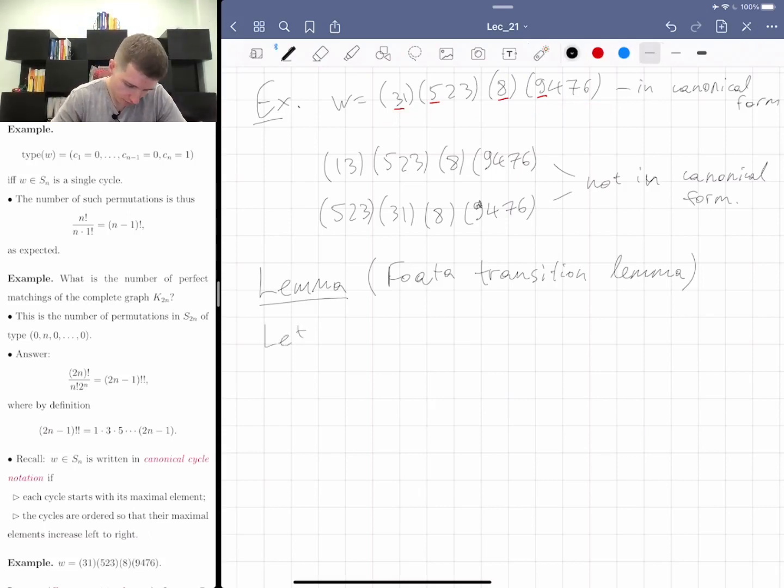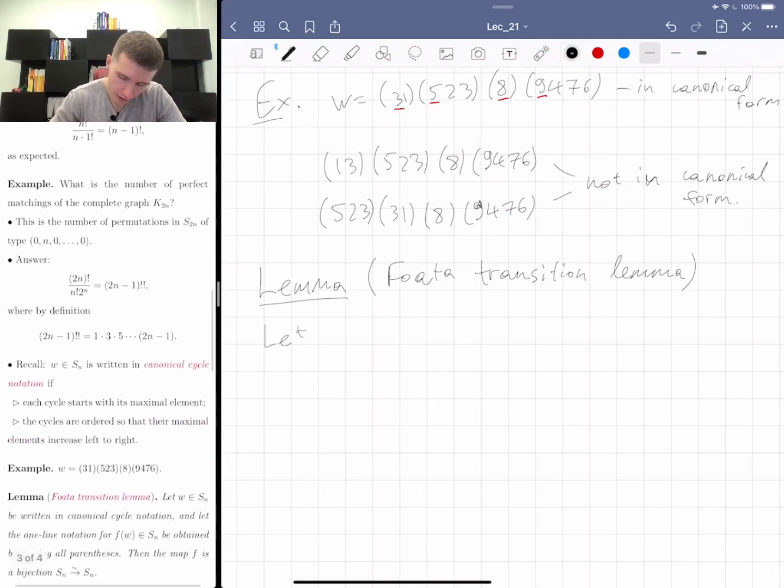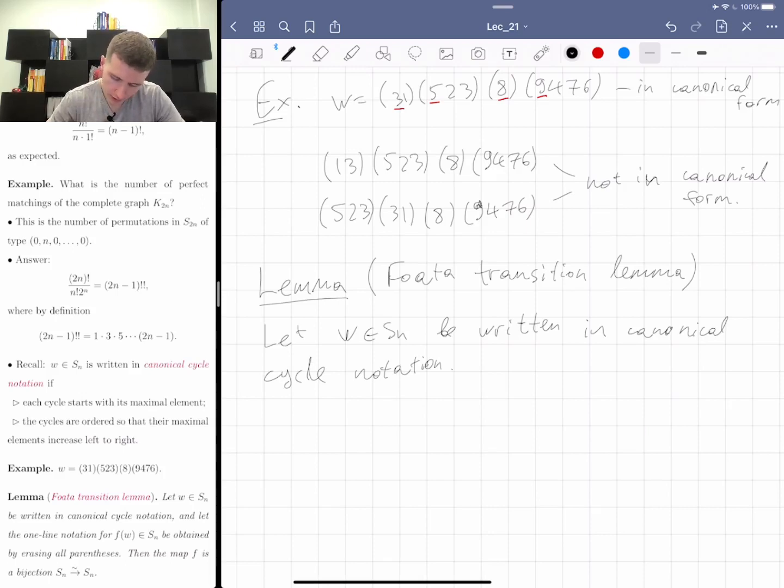Lemma: let W in S_n be written in canonical form, in canonical cycle notation. And then let f of W be another permutation, obtained by removing all parentheses.